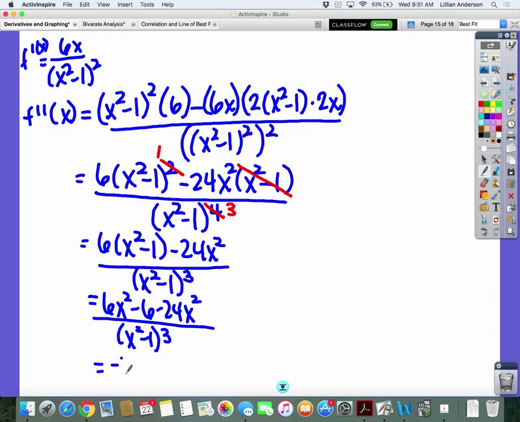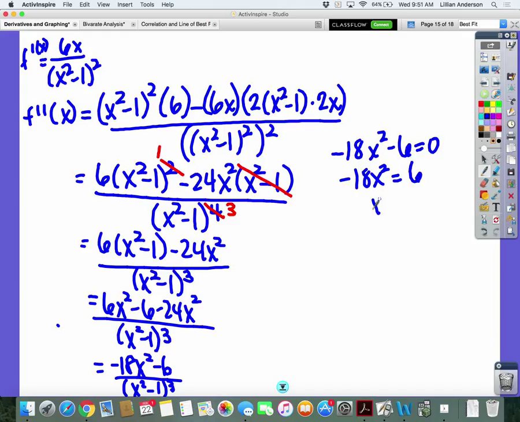And simplify, and you have negative 18x squared minus 6 all over (x squared minus 1) to the 3rd power. That is your second derivative. When you set that equal to 0, basically your denominator goes away and you're just left with negative 18x squared minus 6 equal to 0. Add 6, divide by negative 18, and you get negative 1/3.